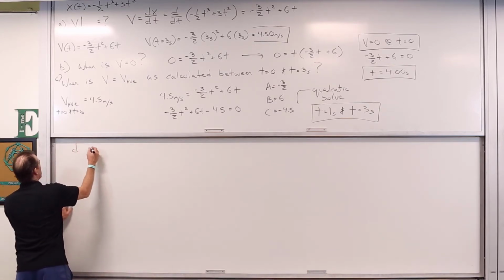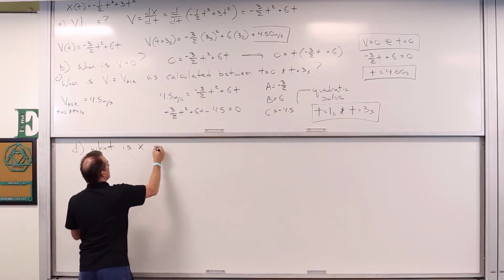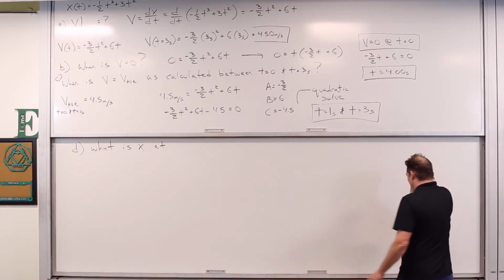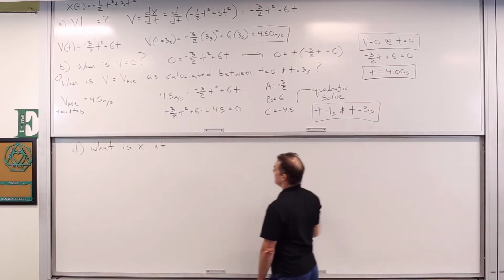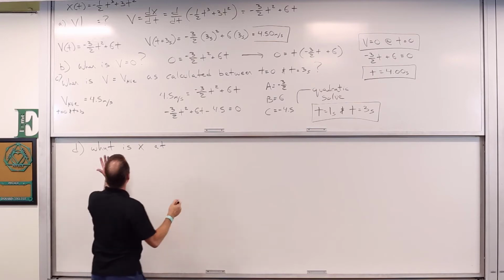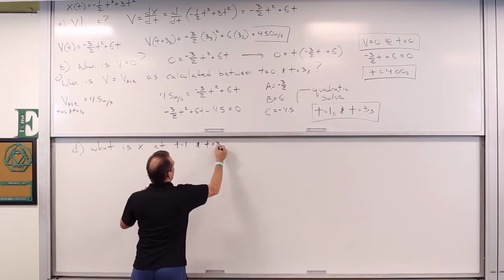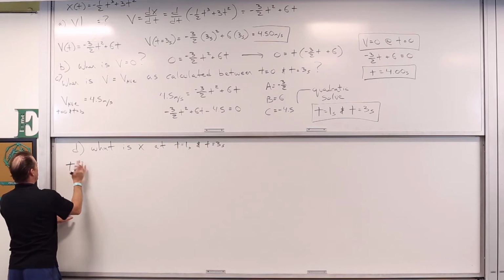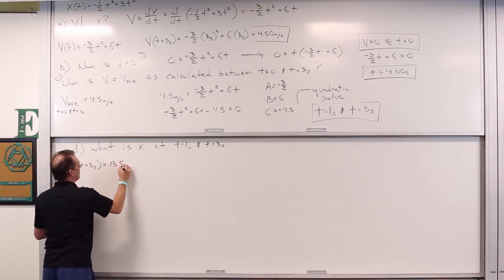So D. What is x at the time at which the instantaneous velocity is equal to the average? So there's two different times at which that occurs, t equals 1 and t equals 3. So really this is asking what is x at t equals 1 and t equals 3 seconds. We've already evaluated it: x at t equals 3 seconds was equal to our 13.5 meters.